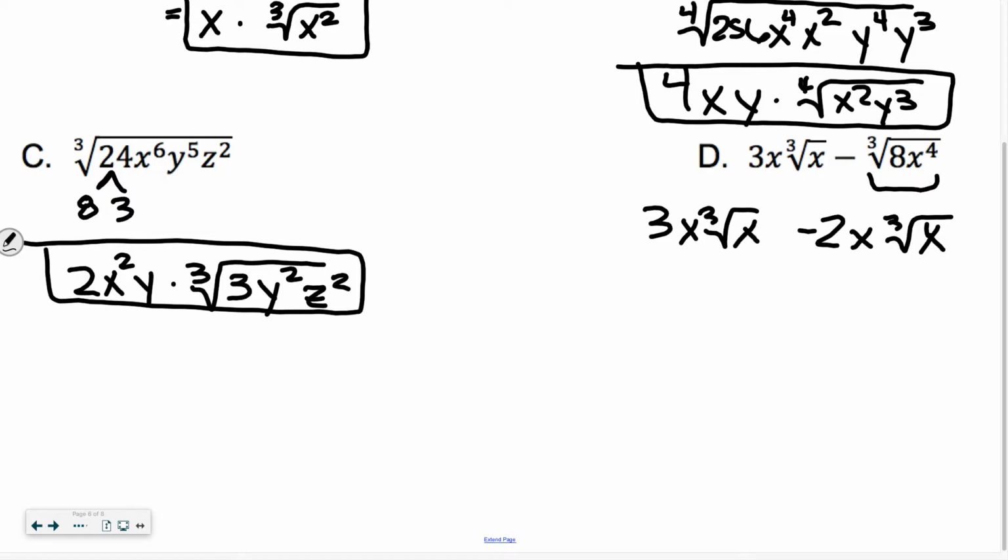Can I subtract those? Yeah, those are exactly like terms. They are x cube root x terms. I have 3 minus 2, so I really have 1 x cube root x. I'm just subtracting the coefficients.